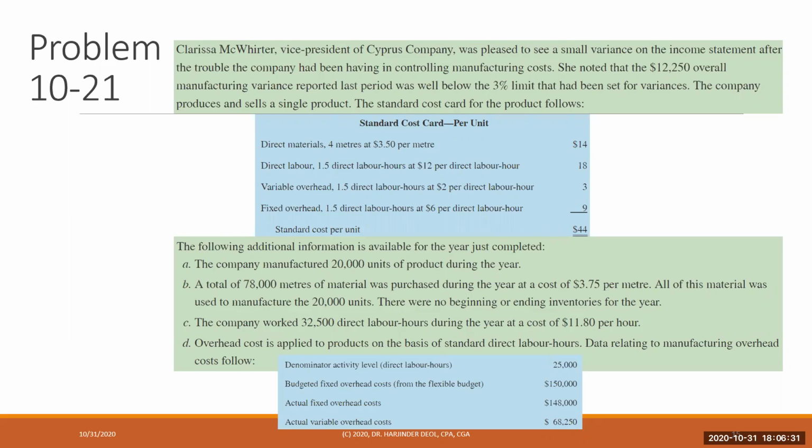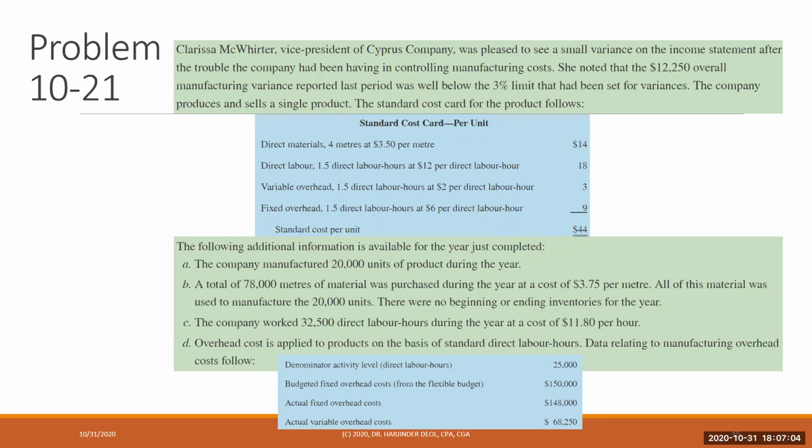Then there's additional information provided. The company manufactured 20,000 units of product in the year. Total of 78,000 meters of material was bought during the year at a cost of $3.75 per meter. All of this material was used to manufacture 20,000 units. There were no beginning or ending inventories for the year. Now, in a typical examination problem, you will likely have some beginning and ending inventory information provided.